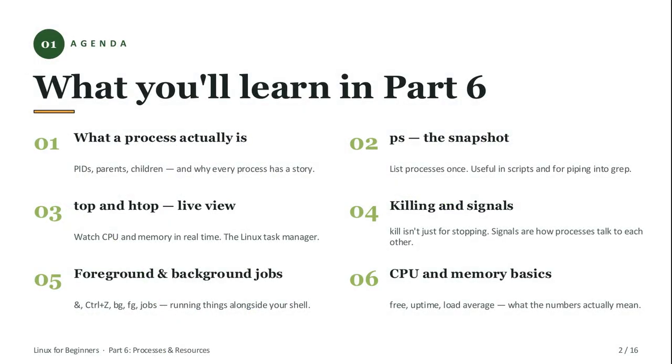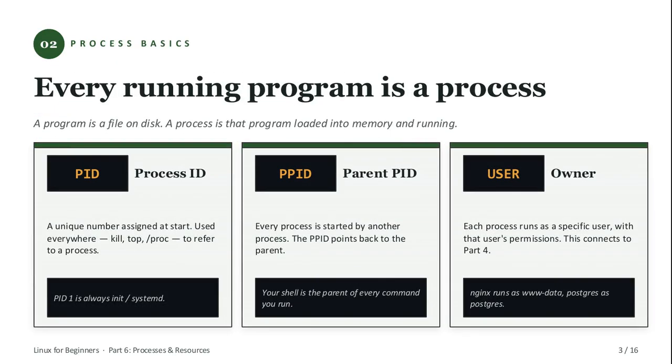We'll start with what a process actually is. PIDs, parents, and children. Then meet ps for quick snapshots, and top and htop for a live view of your system. From there, we'll get into killing and signals, learn how to juggle foreground and background jobs from your shell, and finish with the basics of CPU and memory. What numbers like load average really mean. So let's start with the foundation.